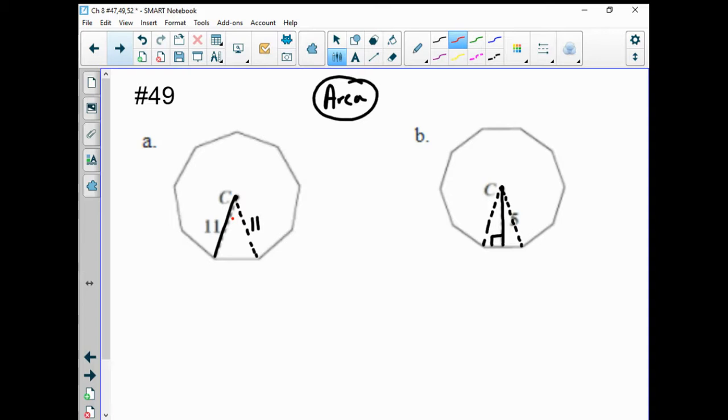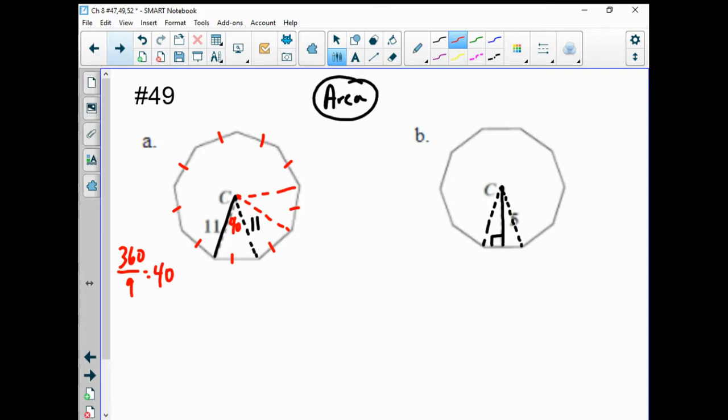Well, to find that, I'm going to draw in all these triangles, and they should all be the same. But they should also match how many sides we have. So let's see how many sides we had here. We had 1, 2, 3, 4, 5, 6, 7, 8, 9 sides. So if I take 360 and divide by 9, that should tell me what the angle measure is here. So 360 divided by 9 tells me I have 40 degrees.